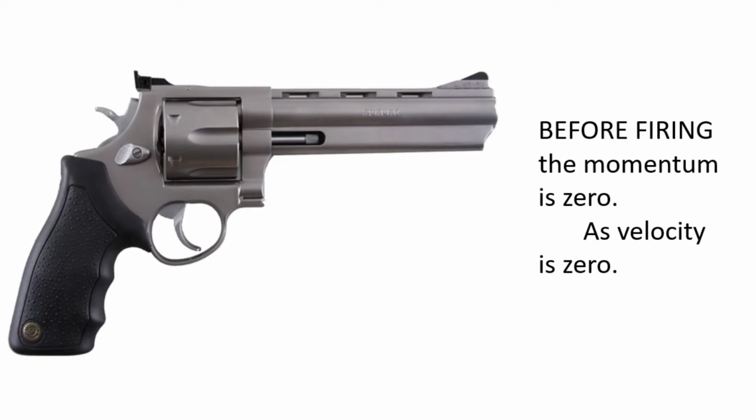Here you can see one gun is present, and I have written here that this is before the firing. Till now the firing has not been done. So before the firing, the momentum of this whole system is 0, because the velocity of the gun and the bullet is 0. So let's go to the next part.